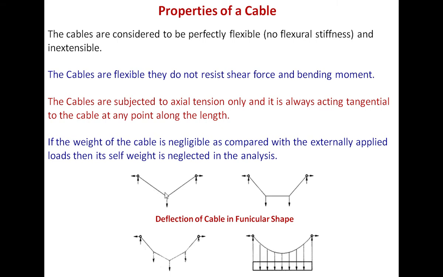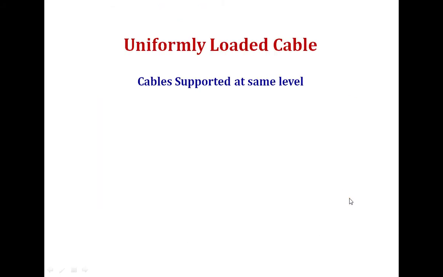Cables deform in a shape called funicular shape, meaning if one load is applied, the cable will deform in this particular shape. If two point loads are applied, it will take this shape, then three loads, this case. And if there is a UDL, which is the case we are considering in this video, then it will be a perfect parabola. This kind of deformation shape of a cable is called funicular shape.